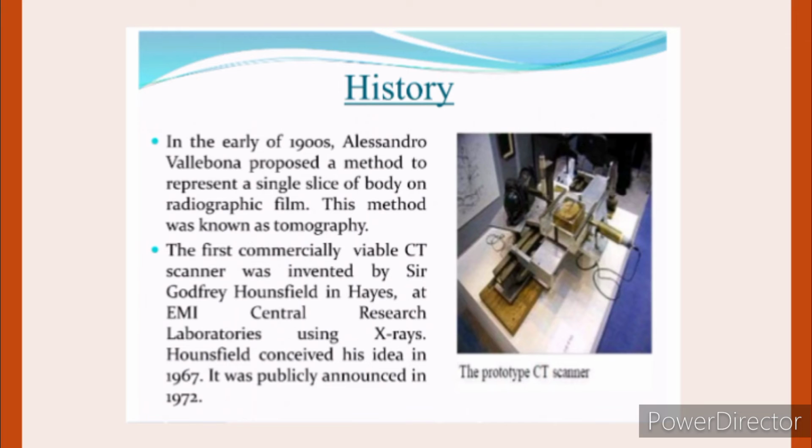The first commercially viable CT scanner was invented by Sir Godfrey Hounsfield in Hayes at EMI Central Research Laboratories using X-rays. Hounsfield conceived his idea in 1967. It was publicly announced in 1972. So that is the prototype CT scanner.